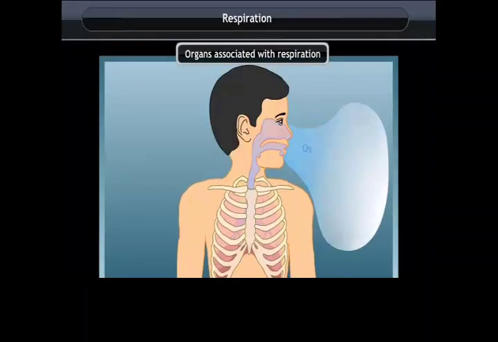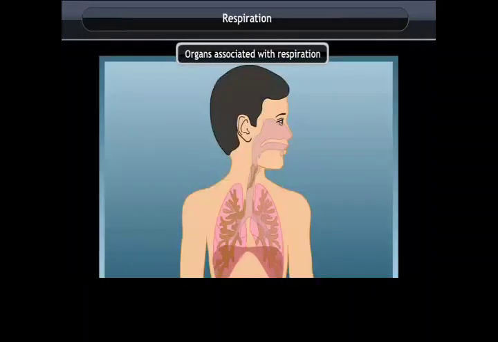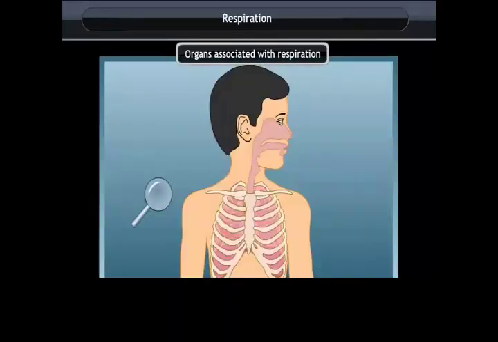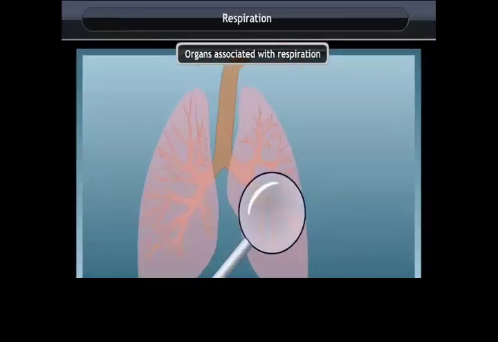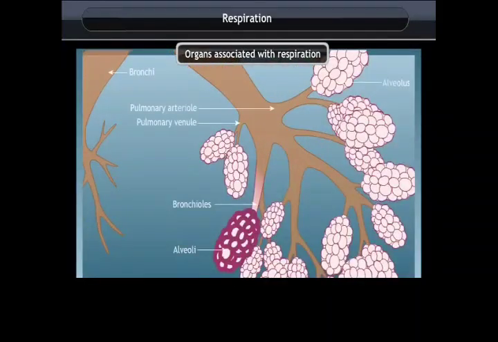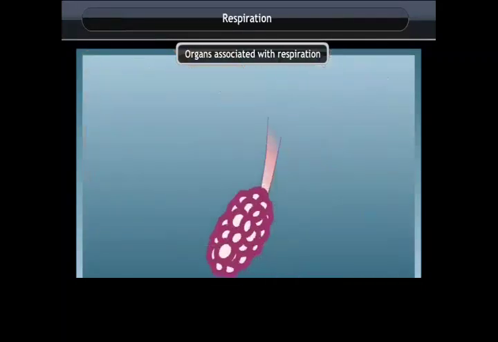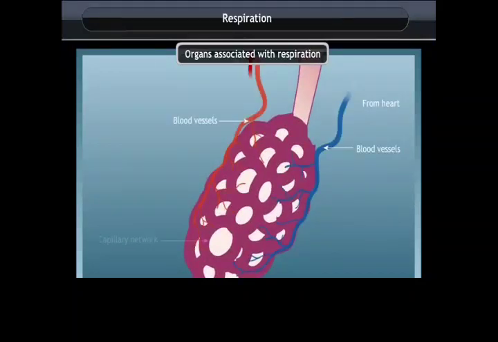In human beings, air is taken into the body through the nostrils. The nostrils open into the pharynx, larynx, trachea, bronchi, and finally reach the lungs. Within the lungs, the passage divides into smaller and smaller tubes which finally terminate in balloon-like structures called alveoli. The walls of the alveoli contain an extensive network of blood vessels.